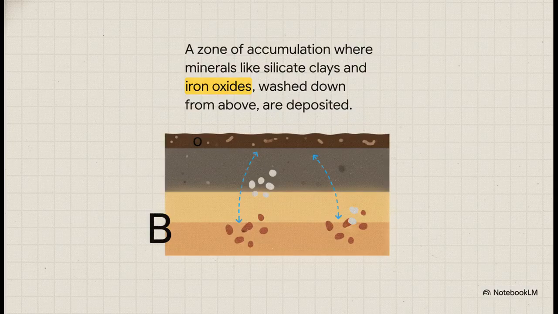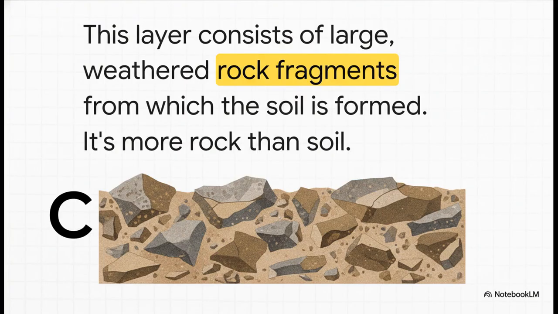Dropping down a level, we get to the B horizon, or the subsoil. Think of this as the collection zone. As water trickles down from the layers above, it carries these tiny particles of clay and minerals with it. And where do they end up? They get deposited right here, which is why this layer is often a lot denser and usually lighter in color than the topsoil.